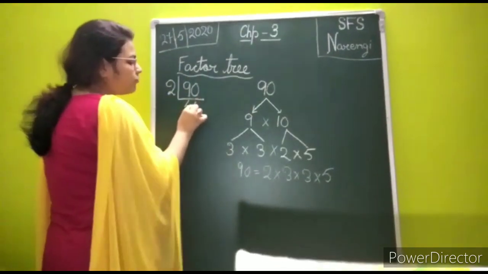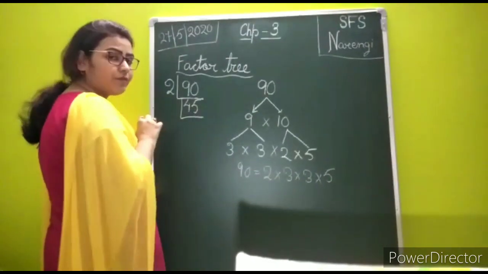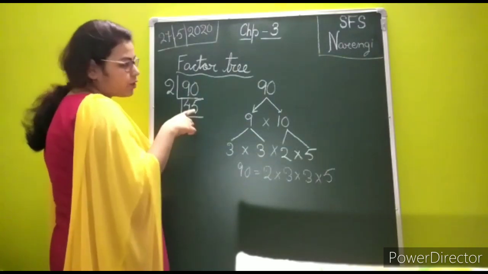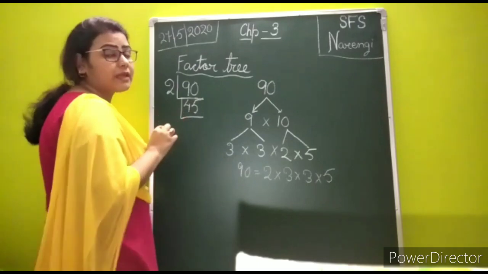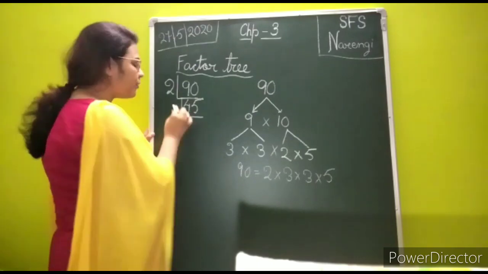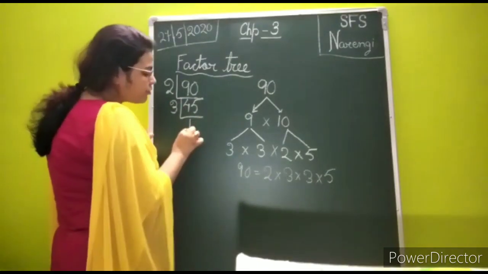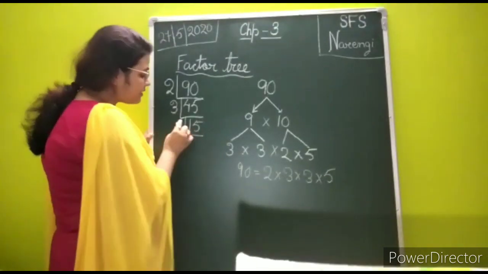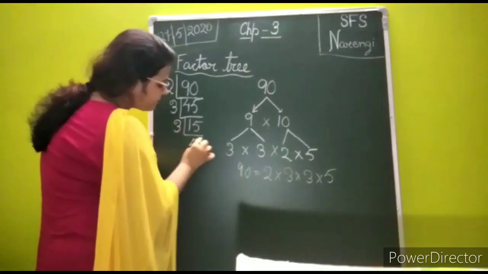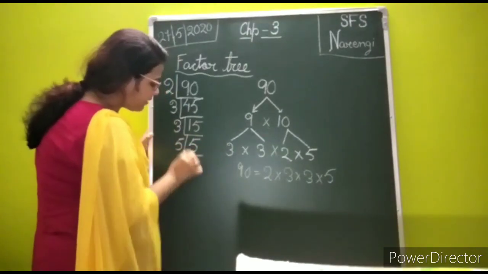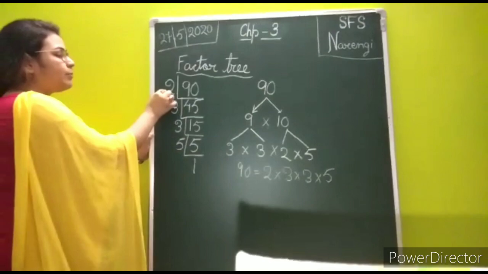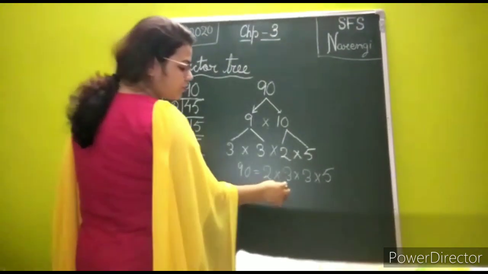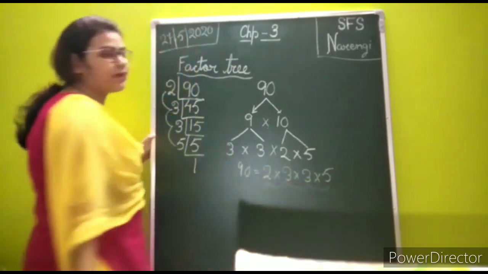2 45s are 90. Will 45 be divisible by 2, children? 5 is there? No, it won't be divisible. So what will be the next one? It will be 3. 3 ones are 3, 3 fives are 15. Now 15 is again divisible by 3, 3 fives are 15 and 5 ones are 5. So what we have is 2 into 3 into 3 into 5. So that is what we have got, 2 into 3 into 3 into 5.